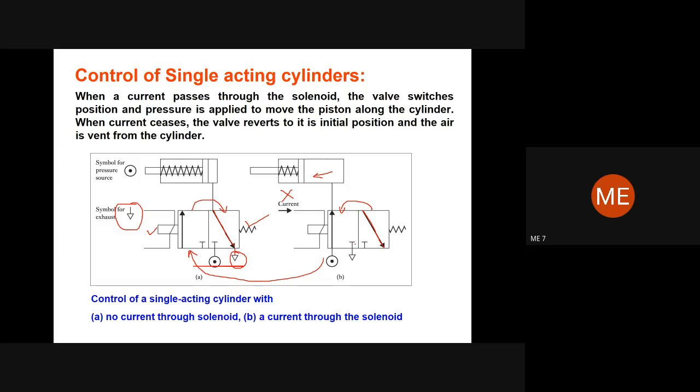Sending the oil back to the atmosphere happens because of the stored energy within the spring. Therefore, only for the extension do you require the current to be passed. For the return, you need not supply any energy; the stored energy of the spring is sufficient to give it back. So that is about the control of a single acting cylinder.